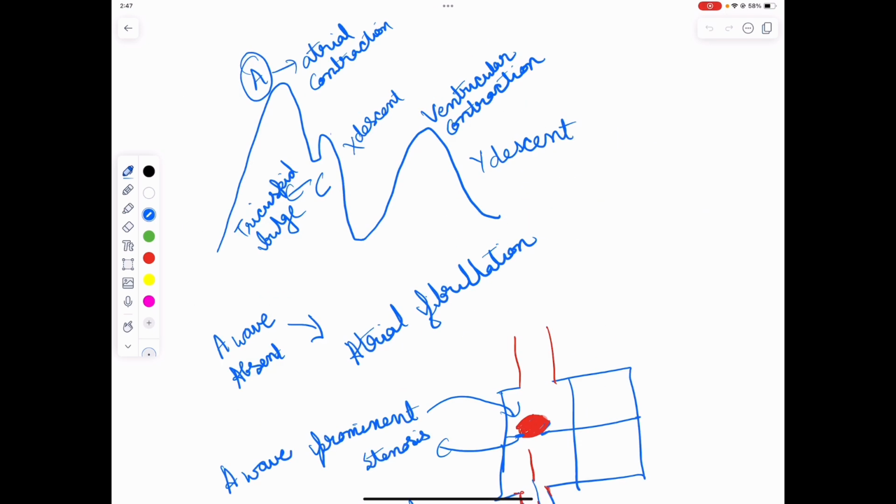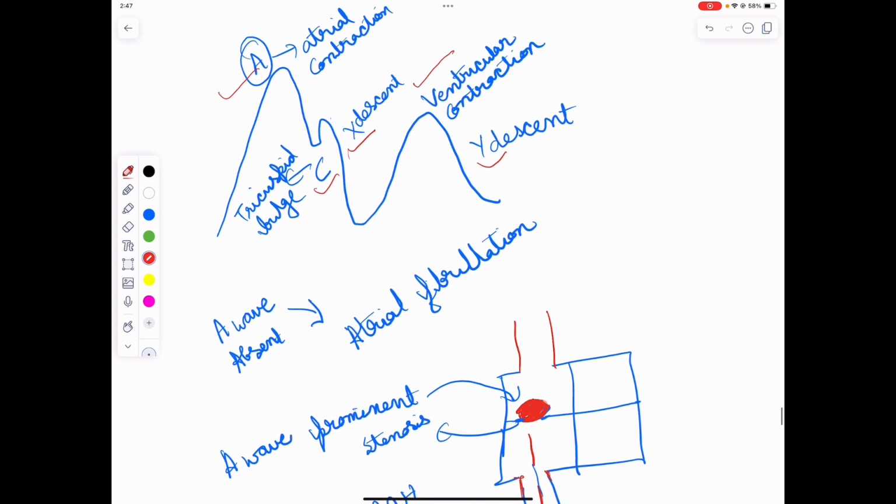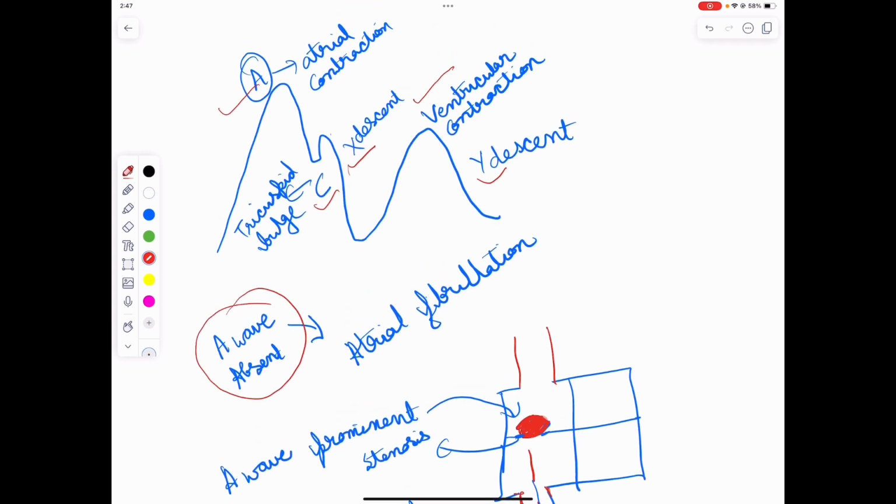Now here is the JVP study. In JVP we have A wave, C wave and V wave, and we have X descent and Y descent. A is for atrial contraction, C is for tricuspid bulge, and V is for ventricular contraction, and we have a rapid X descent, and then we have Y descent. Now, A wave absent. Where is the A wave absent? One thing to also remember is that the P wave is also absent in ECG.